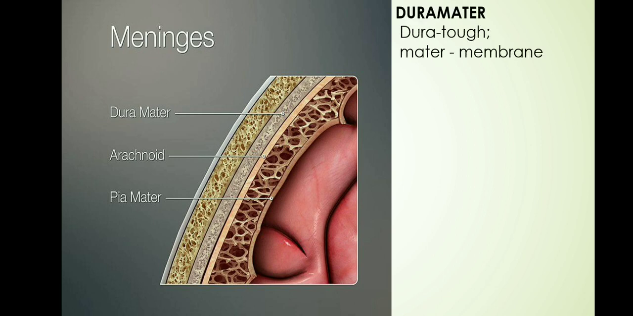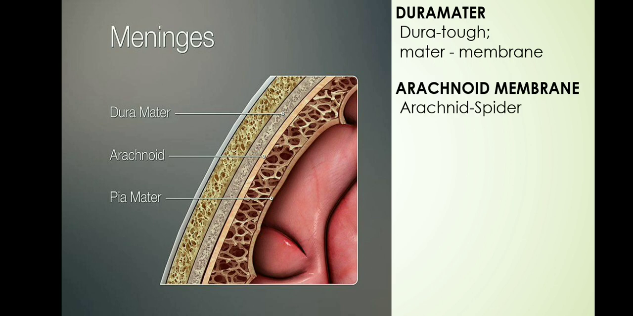The outermost membrane is called the dura mater. The word dura means tough and mater means membrane. The next membrane is known as the arachnoid membrane. The word arachnoid means spider. This is the middle membrane and it is present in between the dura mater and the pia mater. The reason why it is called the arachnoid membrane is because its appearance is like a spider web, and therefore it is known as the arachnoid membrane.